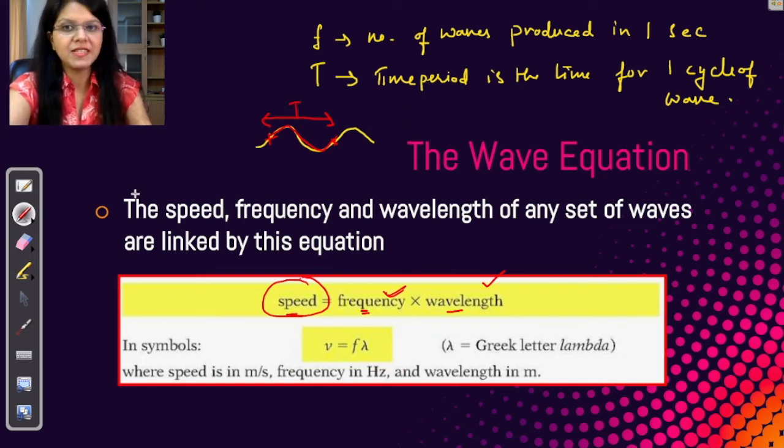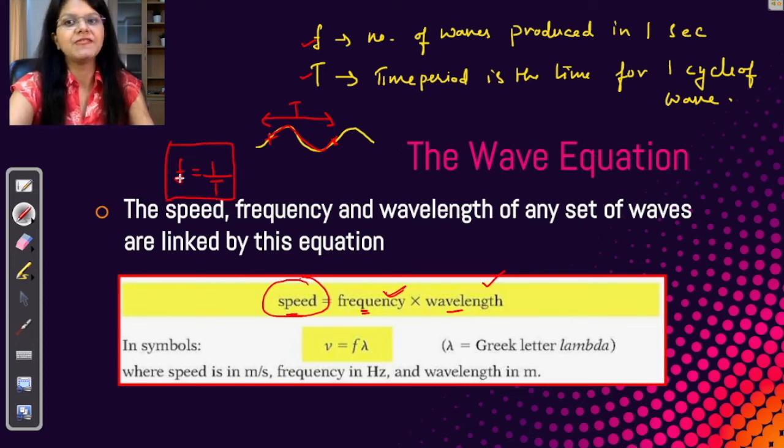Now there is an equation. The frequency and the time period are related. Frequency is equal to 1 over time period. This is also one equation that you need to be aware of. If frequency is 1 over time period, what should be the unit of frequency? So we know the formula for the frequency. So what should be the unit for frequency?